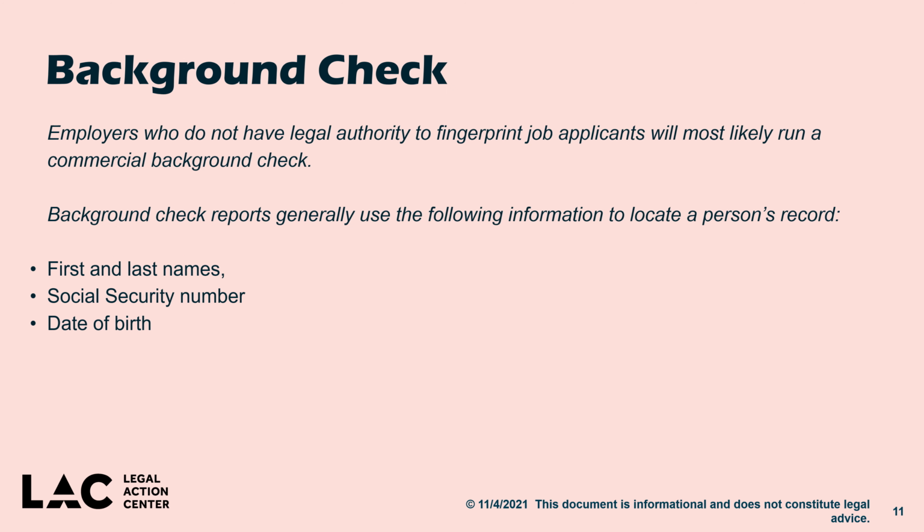Employers who do not have legal authority to fingerprint job applicants will most likely run a commercial background check. Commercial background checks are not fingerprint based and pull information from unreliable sources, making them even more likely to have errors than DCJS or FBI rap sheets. Commercial background checks generally use the following information to locate a person's record: first and last names, social security number, and date of birth.